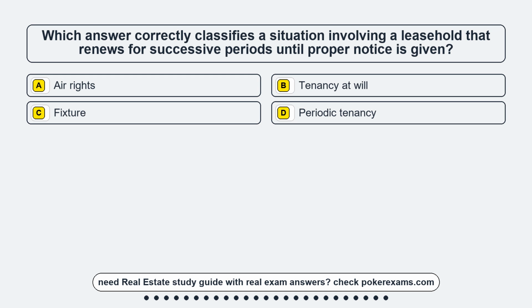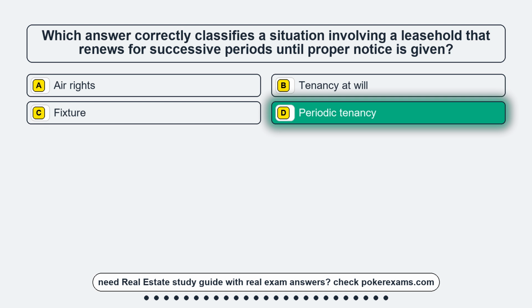Question 1. Which answer correctly classifies a situation involving a leasehold that renews for successive periods until proper notice is given? Option A. Heir rights. Option B. Tenancy at will. Option C. Fixture. Option D. Periodic tenancy. The correct answer is option D.